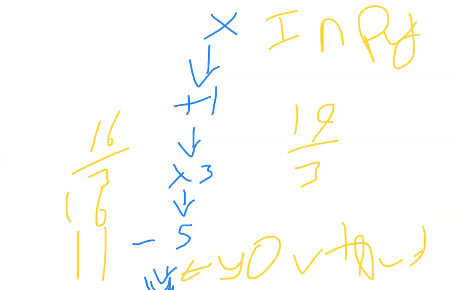Actually, we're going to subtract 1, not add 1. See, that's where the problem was. 16 divided by 3. This is adding 1, so we're going to subtract 1. So your answer should be, let's see, 13 over 3.